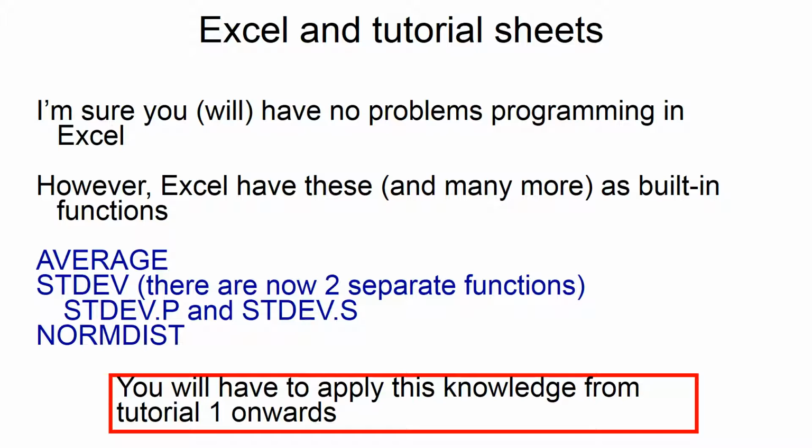If you're only making a subsample of all possible measurements or all possible things, then you should be using STDEV.S. And then there's also this function NORMDIST, which allows you to generate data in that normal distribution. That's how I made all of that fake data in that big cloud of data before.